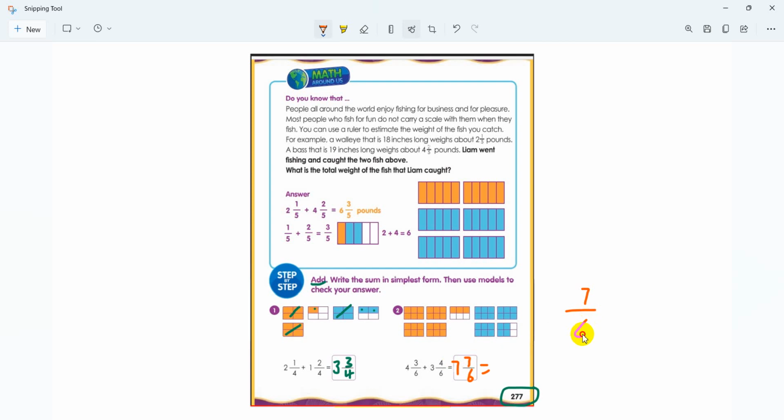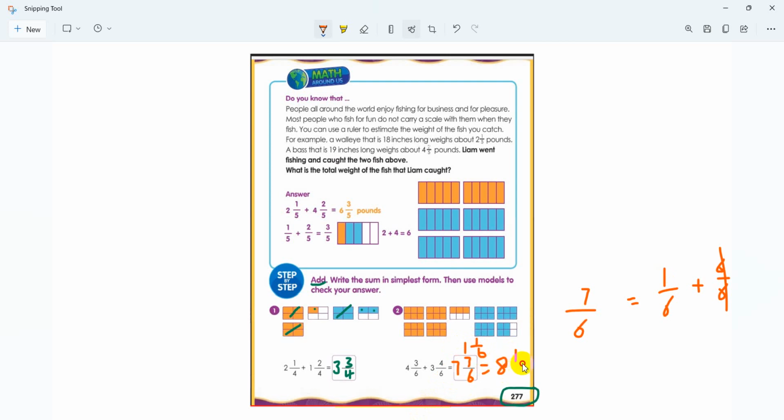7 over 6 equals 1 out of 6 and 6 out of 6. And 6 out of 6 is 1. So instead of 6 out of 6, we can remove this and write 1. Okay? So we have here 1 and 1 out of 6, like that. So we have a whole number 1. 1 plus 7 again is 8. 8 and 1 out of 6.